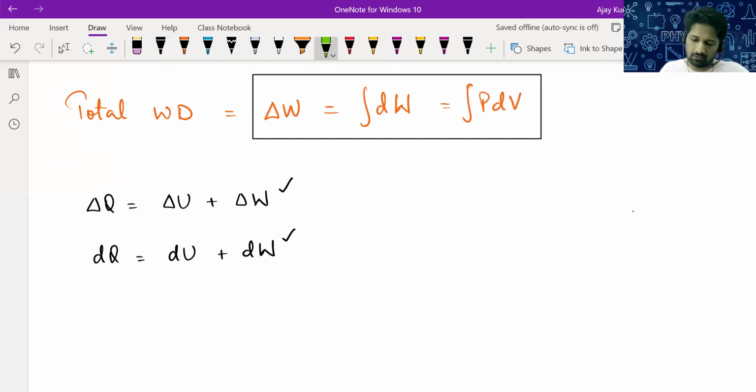So what do we know now? We know how to express change in internal energy in terms of temperature. U is equal to f by 2 nRT. And we know how to calculate work done by a gas. If you know the pressure volume equation, to integrate P dV, what do you need to know? You need to know pressure as a function of volume.